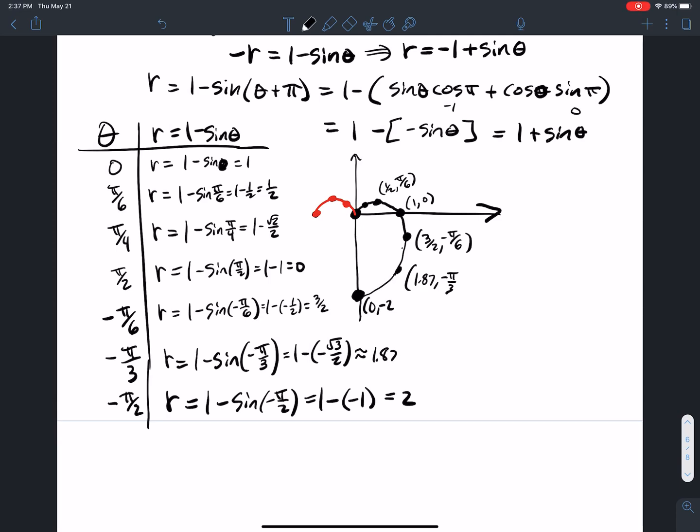Actually, I'm sorry, that's 2 comma negative pi over 2. Now, by symmetry, we know we've got a point over here and a point over here to put this up. So now we see this kind of looks like a heart. This type of graph is called a cardioid.